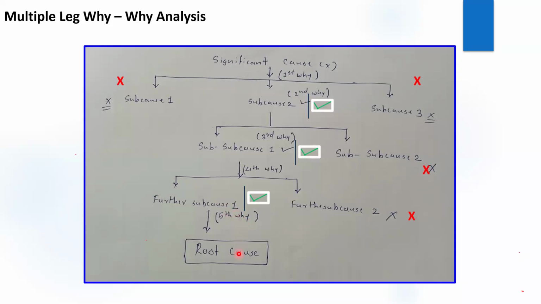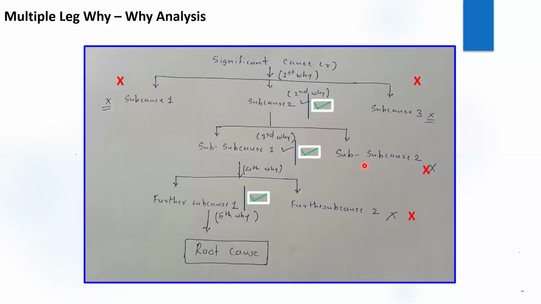So then this is the root cause. So this is called multiple leg why-why analysis, where there are multiple answers and you need to validate each and every subcause on Gemba. And then you need to check, yes, this is not a subcause because it is okay condition as per specification. Heat is not as per specification, not okay condition.